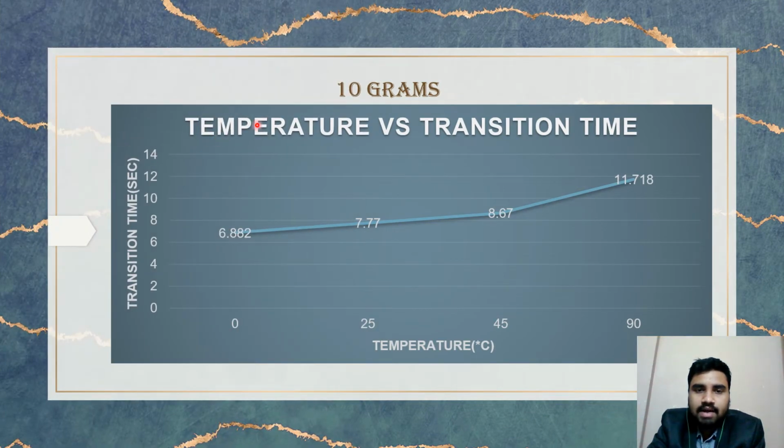We have plotted a graph between temperature and transition time for 10 grams of naphthalene. We can see as we increase the temperature from 0 to 90 degrees, there is an increase in transition time from 6.82 to 7.77 to 8.67 and 11.718 seconds.